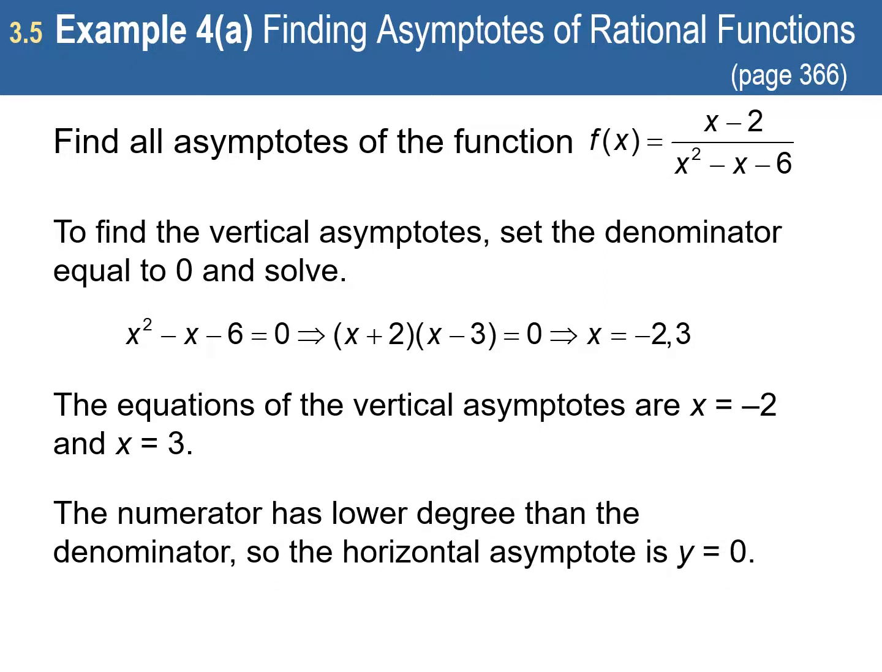The numerator has a lower power than the denominator, so the horizontal asymptote is y equals 0.